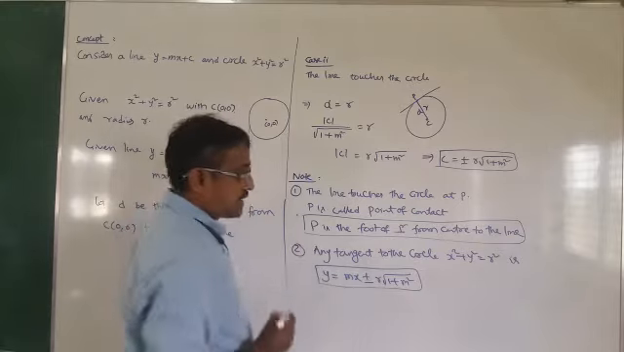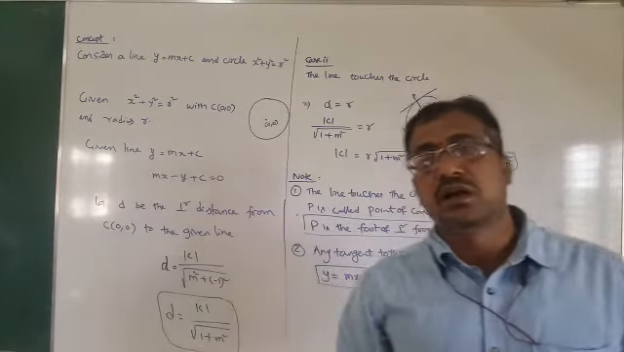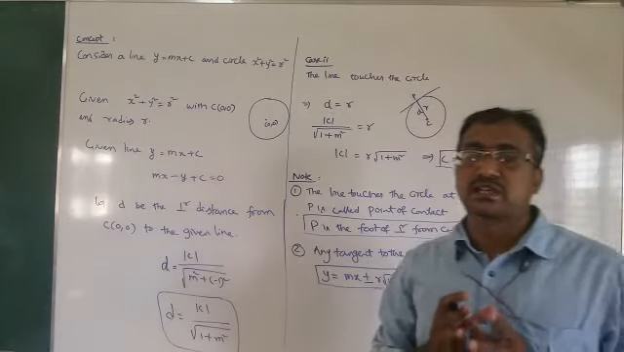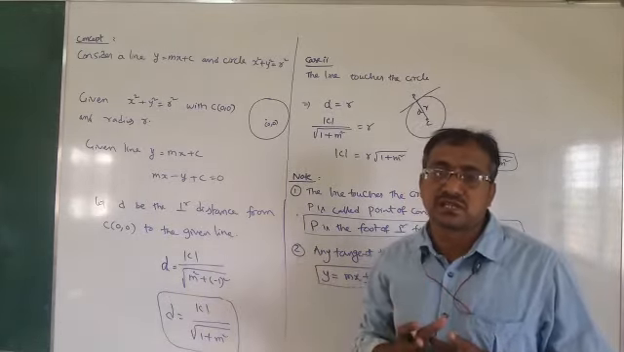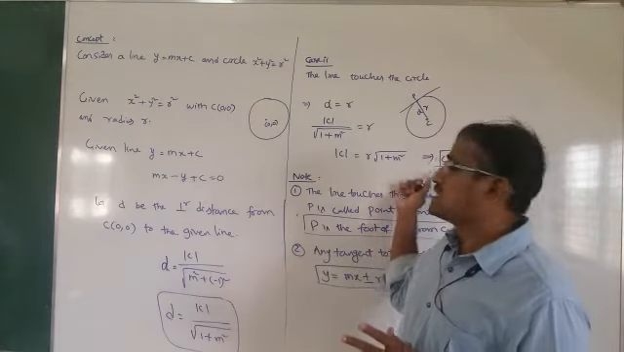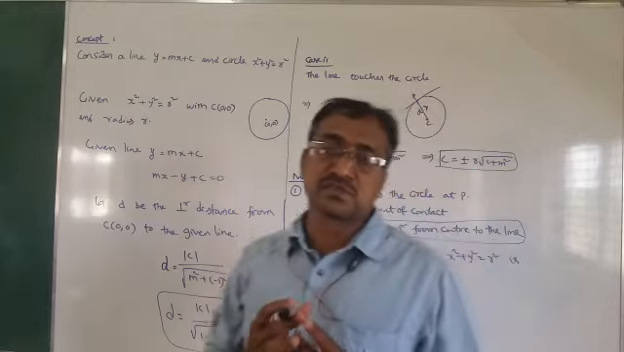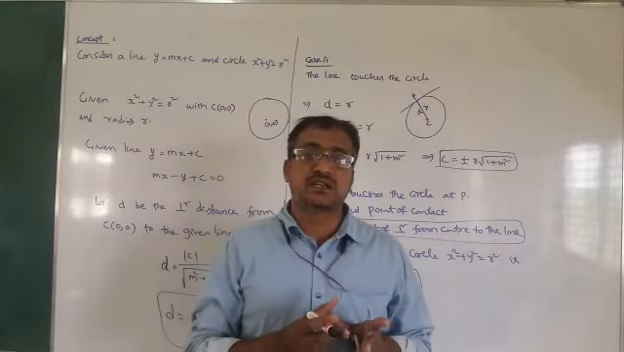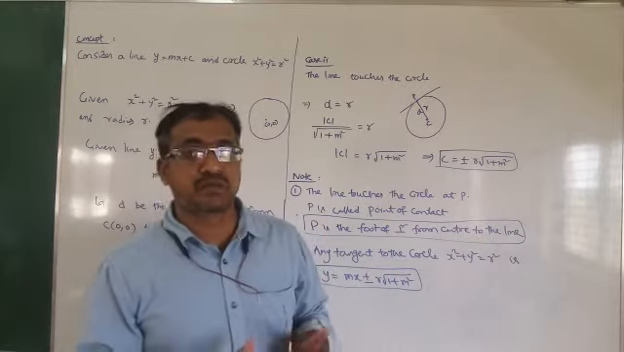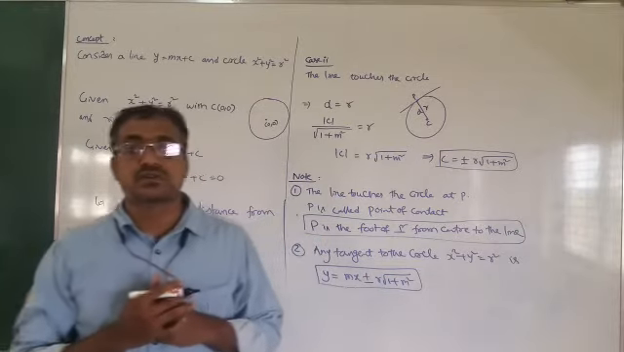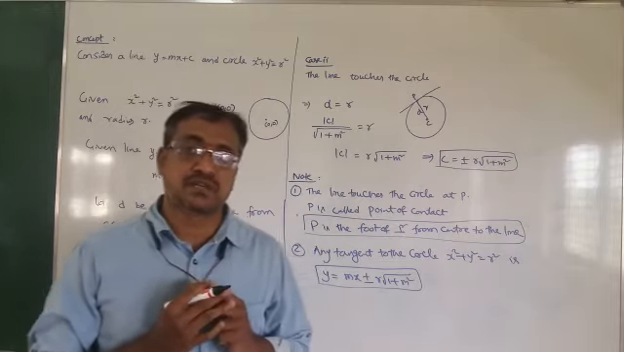Now you can write the tangent as y is equal to mx plus or minus r root 1 plus m square, because y is equal to mx plus c is a tangent to the circle whenever c is equal to plus or minus r root 1 plus m square. So any tangent to the circle x square plus y square is equal to r square is given by y is equal to mx plus or minus r root 1 plus m square.